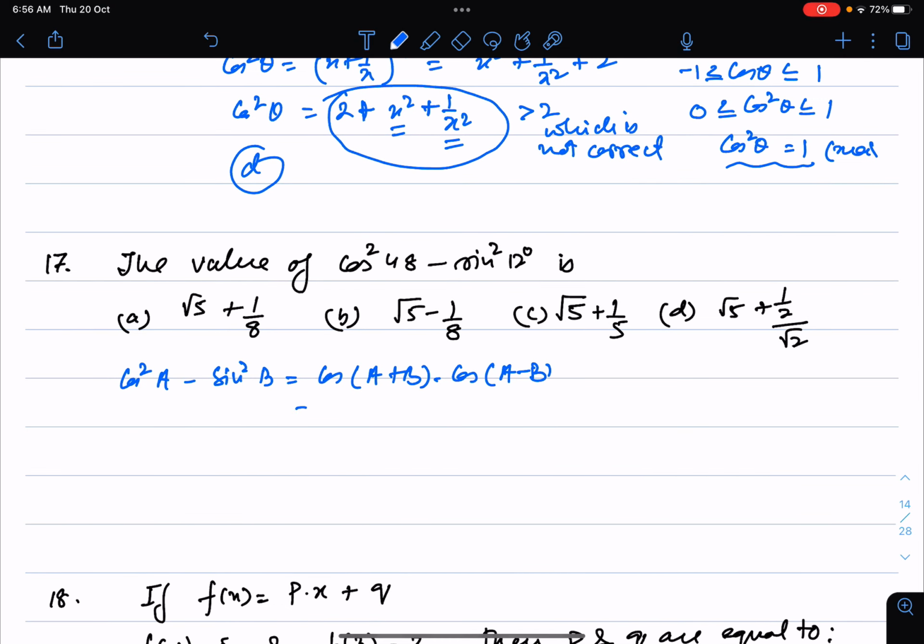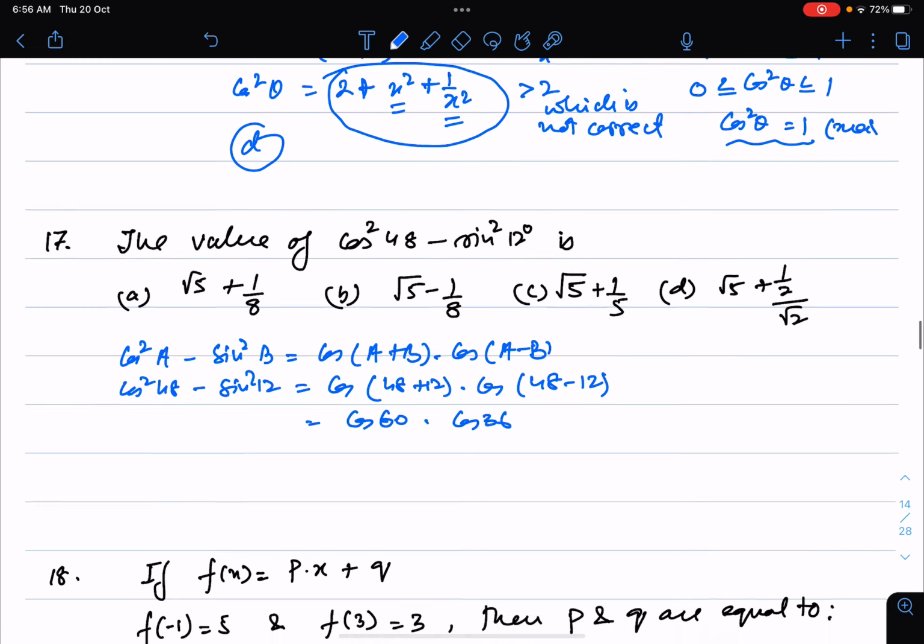So now this becomes cos square 48 minus sine square 12. So 48 plus 12 and cos 48 minus 12. This is cos 60 into cos 36. And cos 60, we all know, is half. Remember, cos 36 is root 5 plus 1 upon 4. So this becomes root 5 plus 1 upon 8. So the answer is option A, which is correct, but I don't know why he has not written it. It should be like this: root 5 by 8 plus 1 by 8, that is root 5 plus 1 by 8. So the option stands to be wrong in the paper.